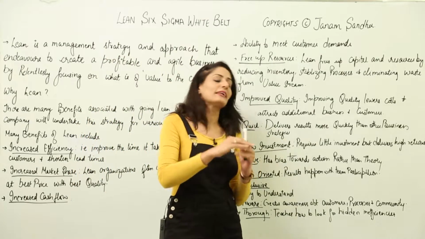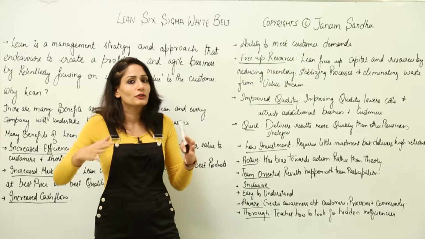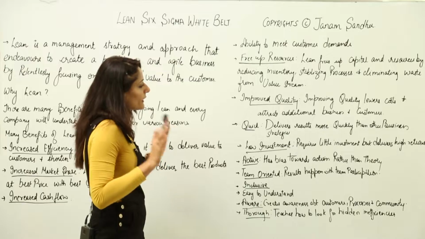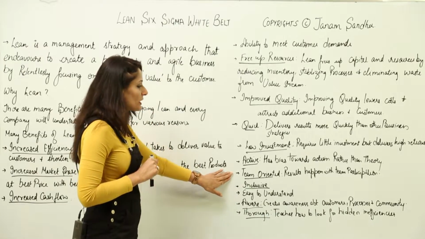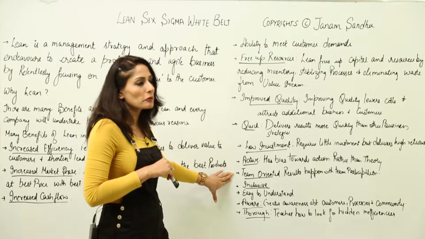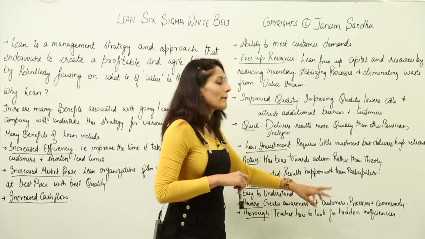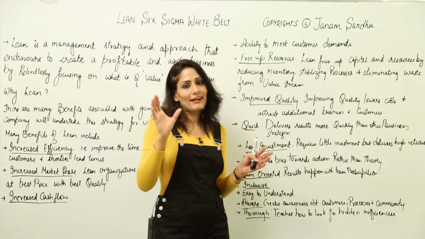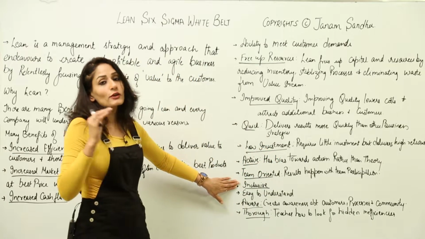What we actually mean is that everything in lean has to be done. You are doing something to your processes. It's not theoretical, it's nothing about theory, and it's team oriented. Basically, results happen with team participation. Everyone in the organization participates, and that's why it's also inclusive.